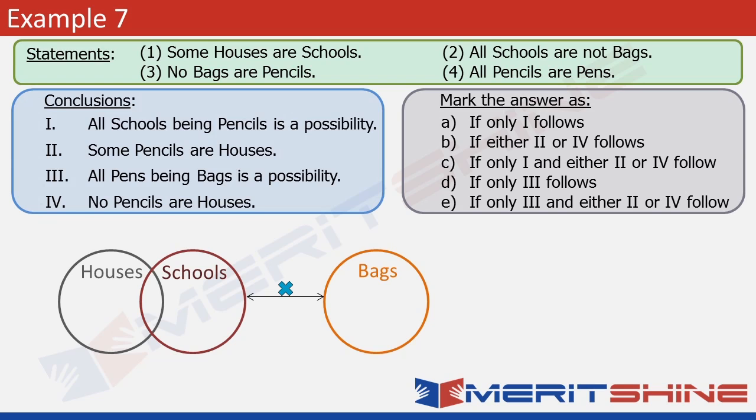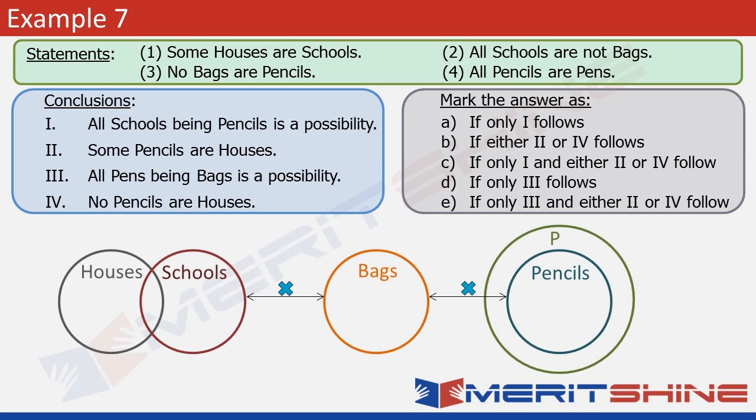You must remember that all schools are not bags is same as saying no schools are bags. Okay, statement 3. No bags are pencils. So let's draw pencils and do something like this. Alright. Statement 4. All pencils are pens. So let's draw pens surrounding pencils. So this is the final figure. This is our minimum overlap Venn diagram.